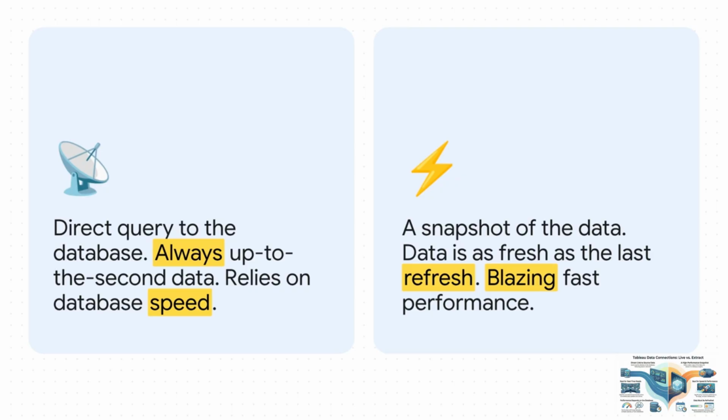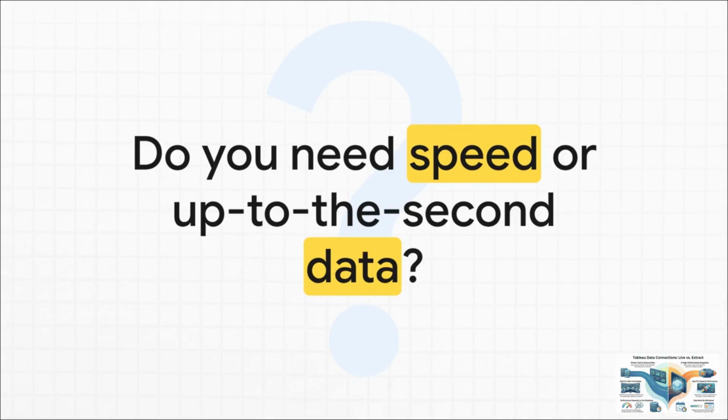And this brings us to the heart of the matter, the big showdown, the classic battle that every single Tableau developer fights, data freshness versus dashboard speed. So you've got to ask yourself, what's more important? Do you need blinding speed or do you need up-to-the-second data? Because you usually can't have both. Are your users okay with seeing data from an hour ago if it means the dashboard is instantaneous? Or is it a total deal breaker if they can't see a transaction that happened literally 3 seconds ago, even if it cost them a few seconds of load time?